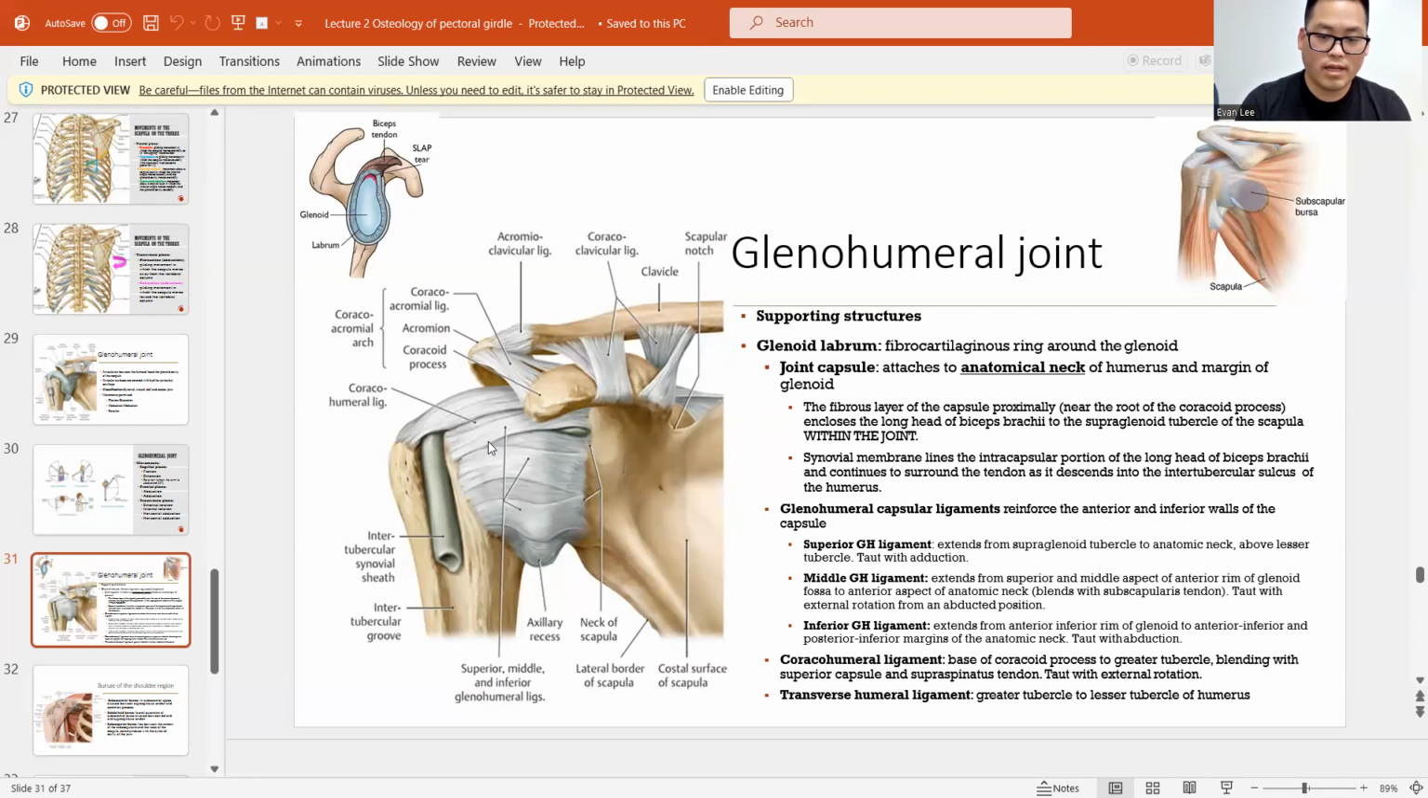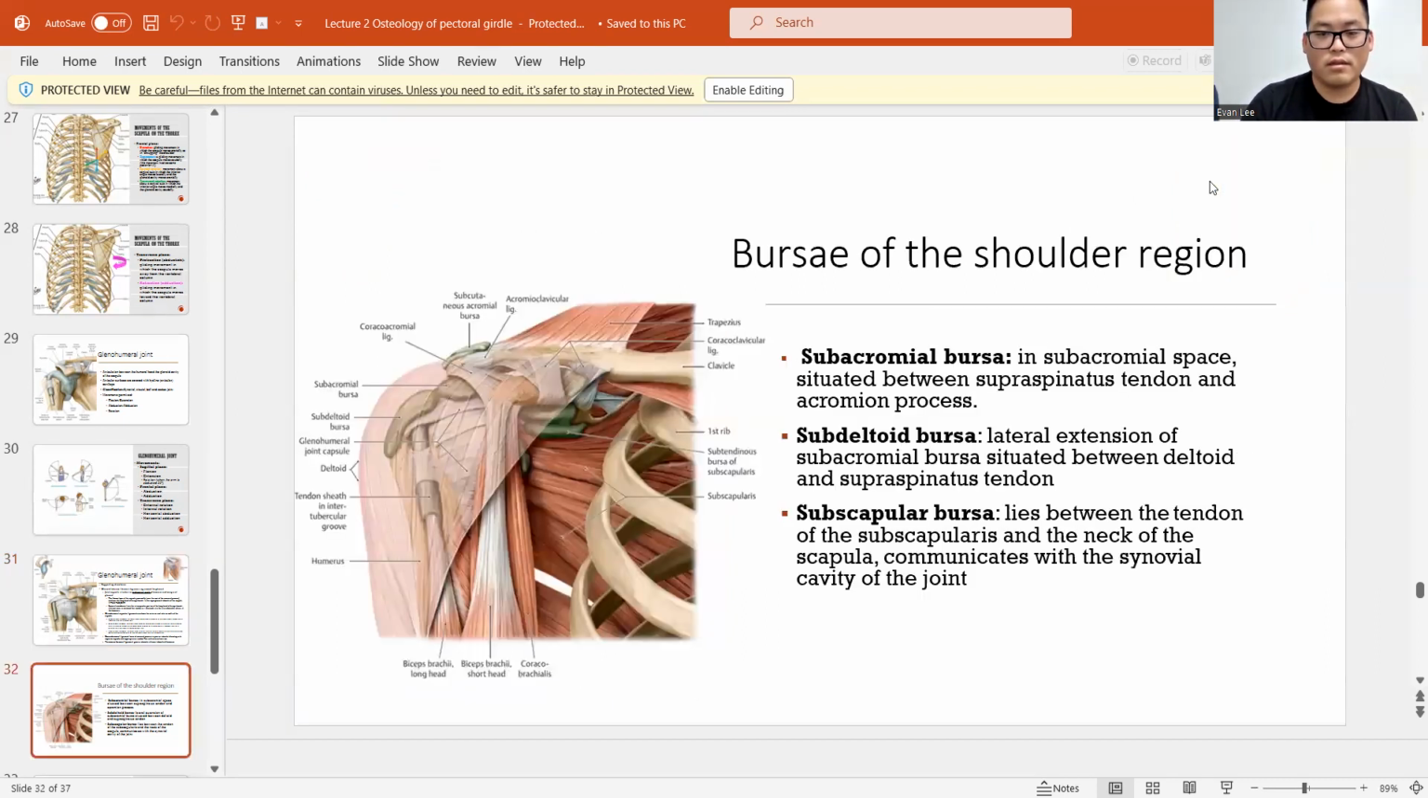And then you also have the transverse humeral ligament, which isn't technically supporting the glenohumeral joint too much. But if you look up here, you can see that there's a ligament that's traveling right across the intertubercular sulcus. This is called the transverse humeral ligament, and that's where you're going to see a certain muscle tendon traveling underneath.